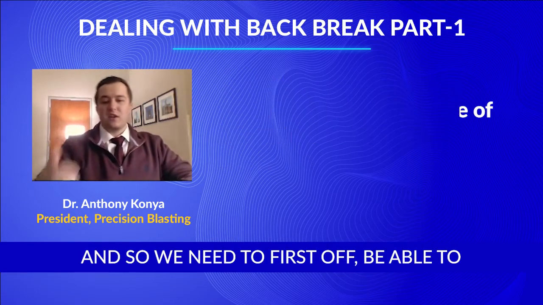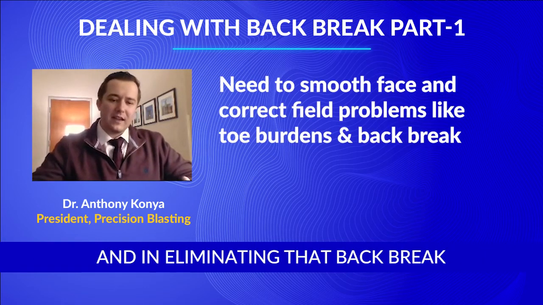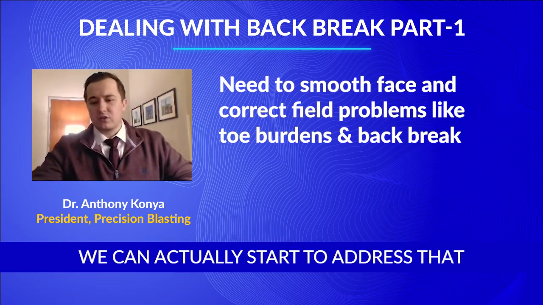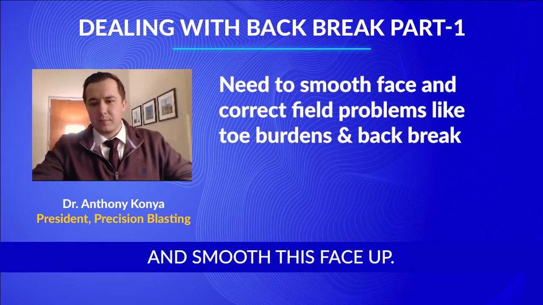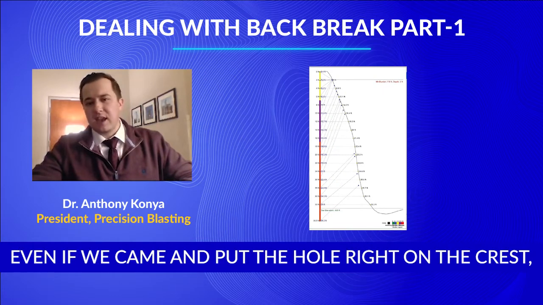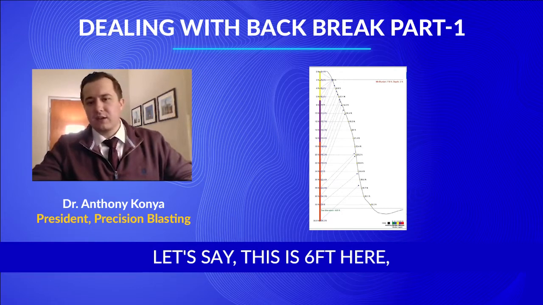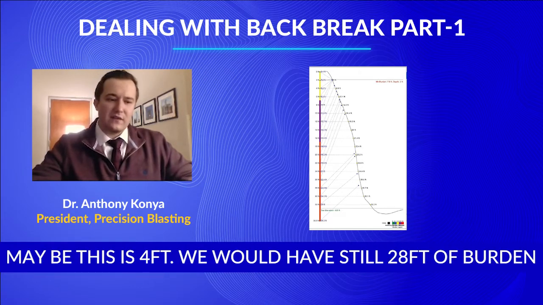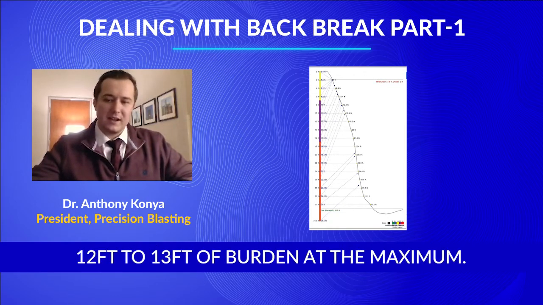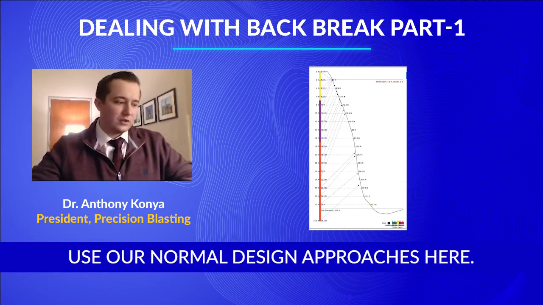And so we need to, first off, be able to correct potential problems with tow burdens. And in eliminating that backbreak, or in solving some of those backbreak problems, we can actually start to address that and smooth this face up so we have very minimal, if any, real tow burdens. You can see in this case, even if we came and put the hole right on the crest, we would have still had, let's say this is 6 feet here, maybe this is 4 feet. We would have still had 28 feet of burden on a hole that should only have about 12 feet to 13 feet of burden at the maximum. And so in this case, we can't necessarily use our normal design approaches here.